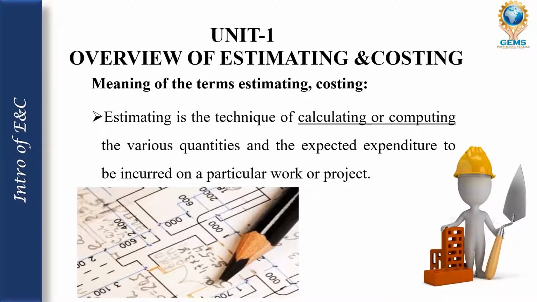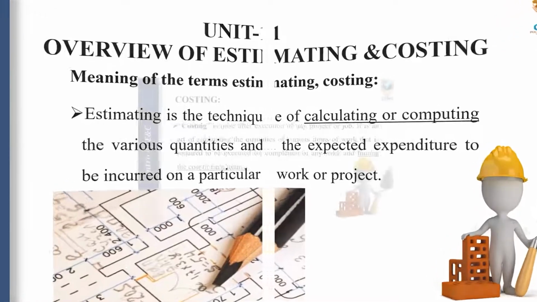Expenditure means how much money we need to spend for the project to be incurred on a particular work or project. Incurred means within that amount. We always fix some budget to do a project, so within that amount we have to do the particular work or project. So estimating is a technique of calculating the quantities and the expected expenditure. It's a cost.